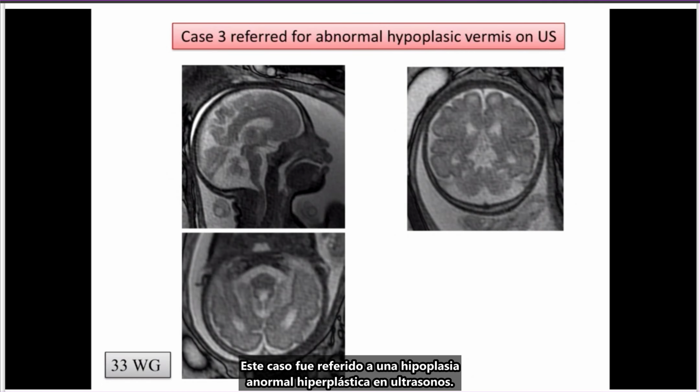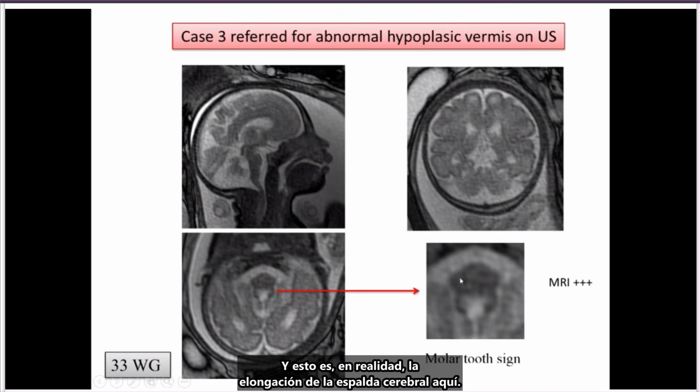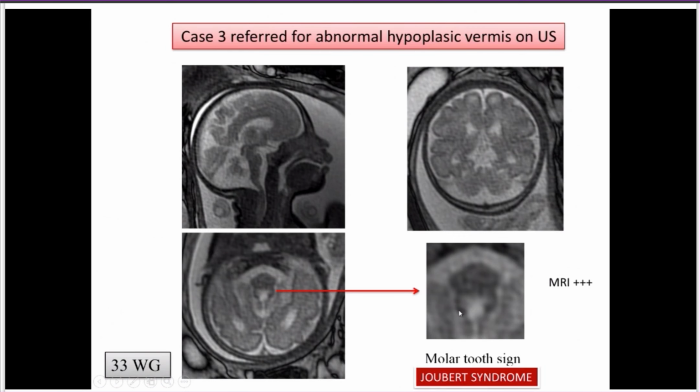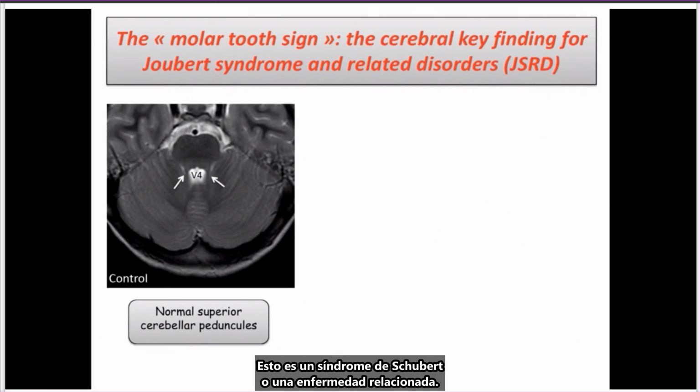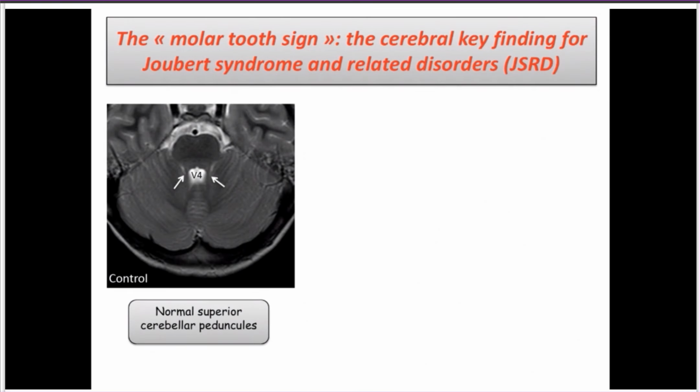This case was referred for abnormal hypoplastic vermis on ultrasound. You see, it's very difficult, small. Is it the primary fissure? Difficult to say. Look at this image, and this is, in fact, elongation of the cerebellar peduncle here, and this molar tooth sign. This is a Joubert syndrome or related disorders.